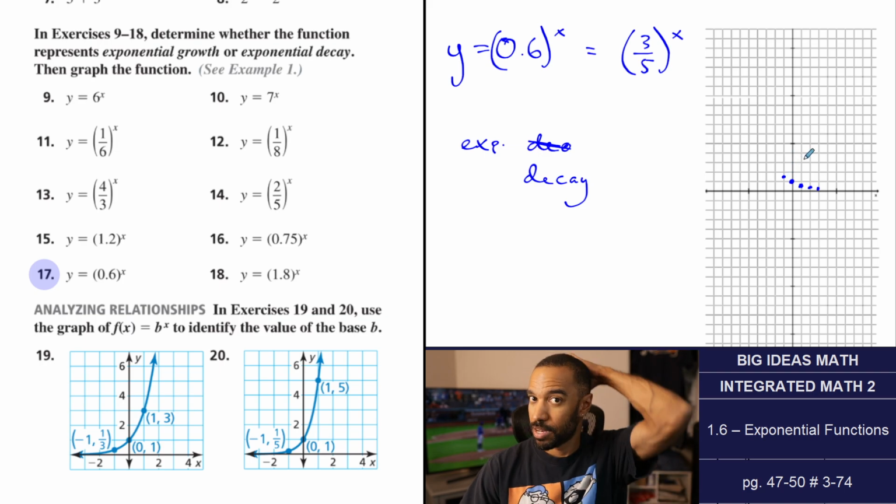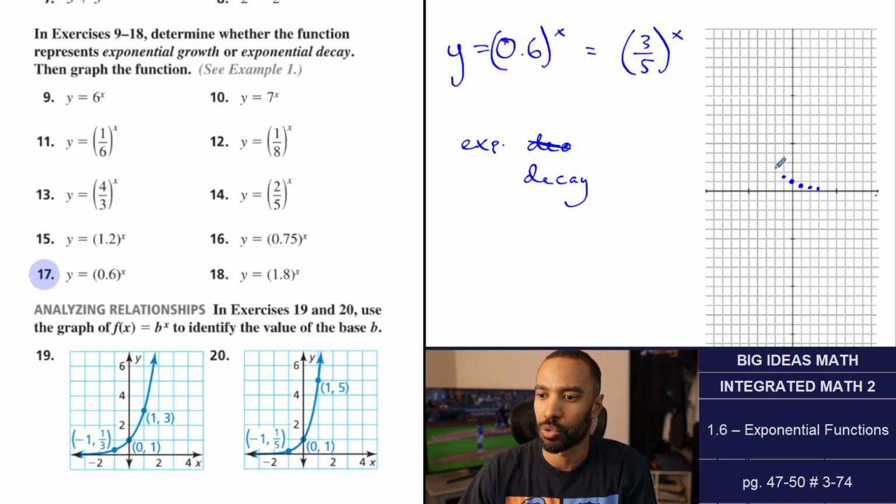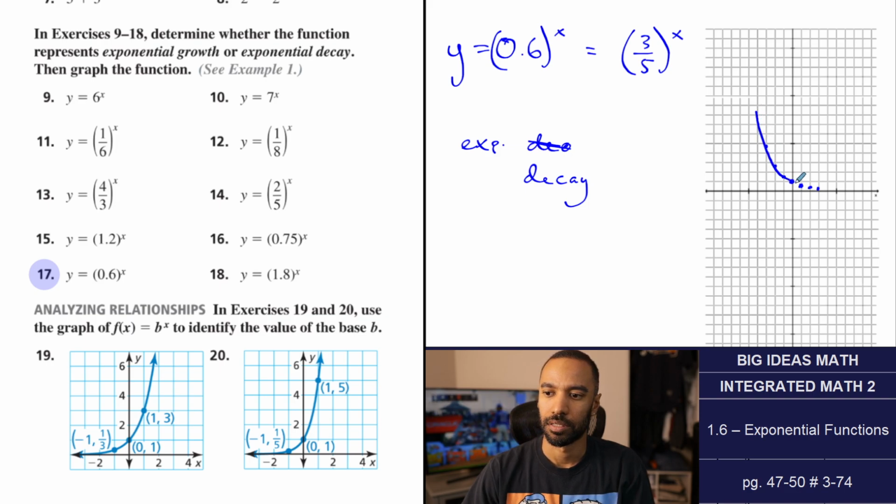And then 25/9 is a little less than 3. And then 125 over 27 is a little less than 5. So kind of like that. And we plot and go. Let's get the asymptote drawn.